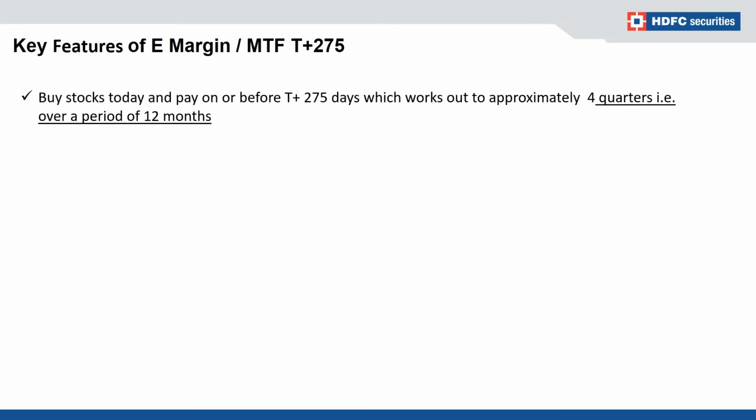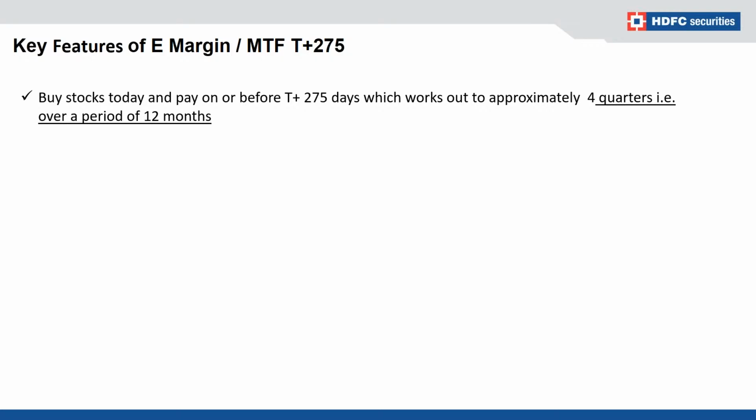The first point: buy today and pay on or before 275 days. The 275 are trading days, which means Monday to Friday, and if it's a holiday, that is also removed. So it approximately comes to four quarters, around 12 months. There are 52 Saturdays and 52 Sundays, so removing all those, we get roughly one year to hold these securities.